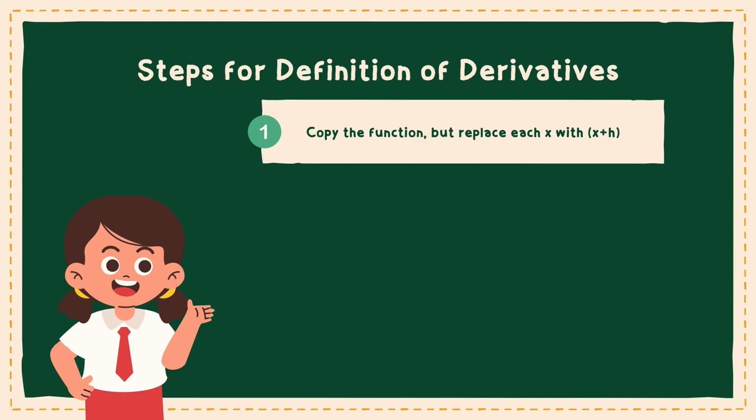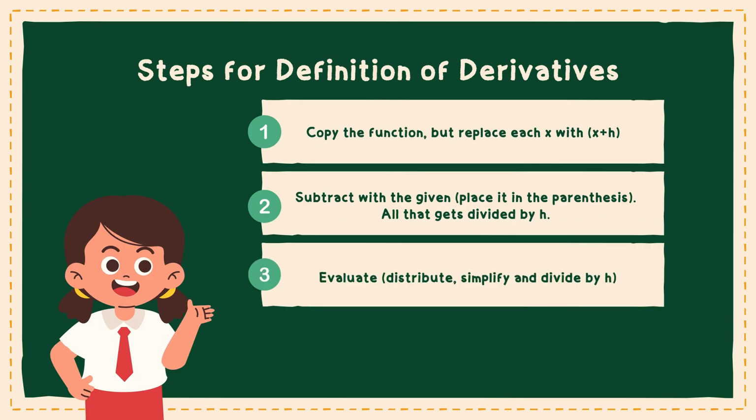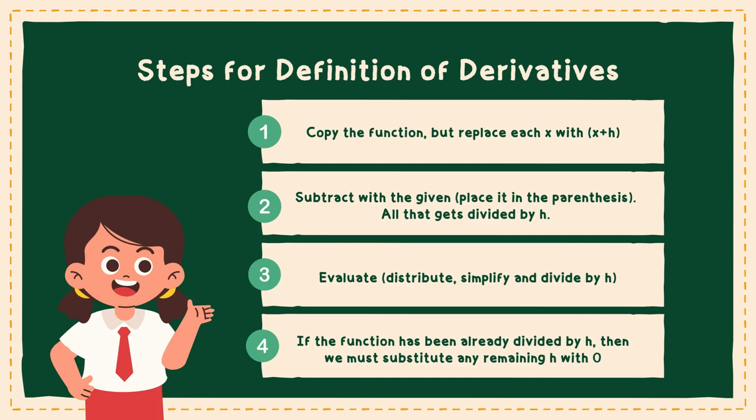Step 1. Copy the function but replace each x with x plus h. Step 2. Subtract with the given. Place it in the parentheses. All that gets divided by h. Step 3. Evaluate. We must distribute, simplify, and divide it by h. Step 4. If the function has already been divided by h, then we must substitute any remaining h with 0.